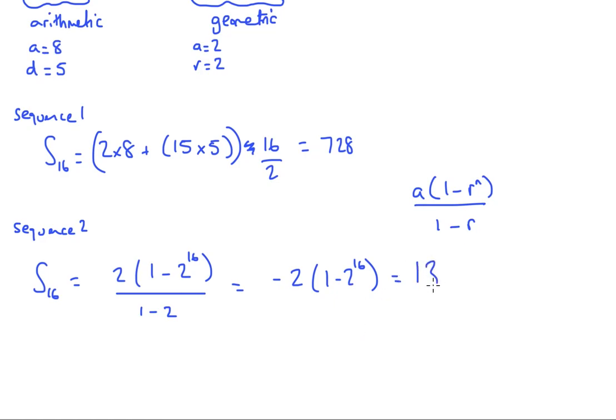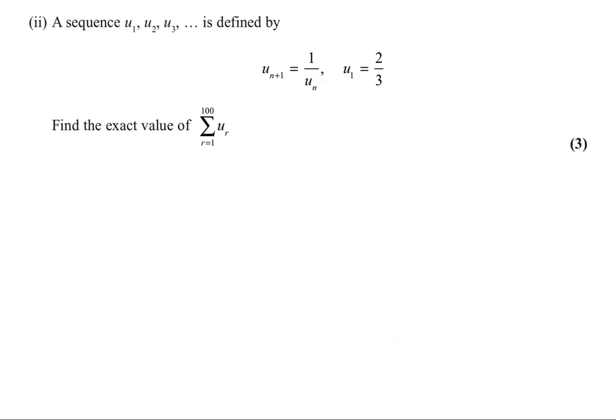So that's 131070. Last job then, so the total sum from 1 to 16 is going to be 131070 plus 728, which is 131798. For part 2, they've given us an inductive definition, a repetitive, like a term-to-term rule.